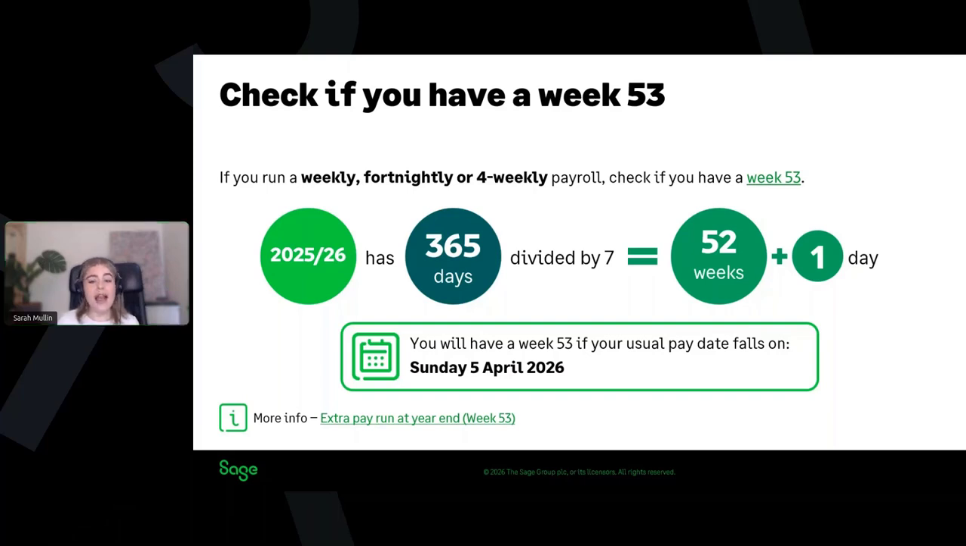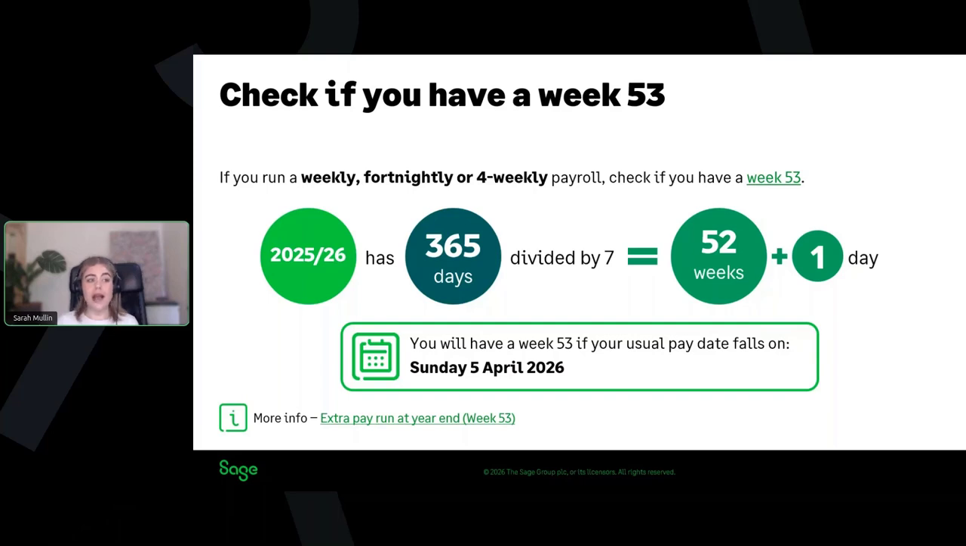There are a couple of ways to check if you have a week 53. You can use the tax calendar or you can use your payroll calendar as well. But remember, if you only process a monthly pay run, monthly payrolls will never have a week 53 because the tax year is split evenly into 12 months.